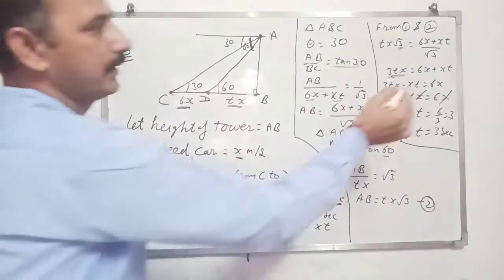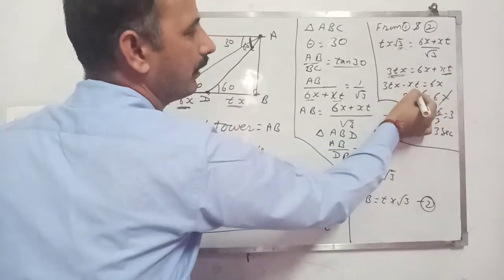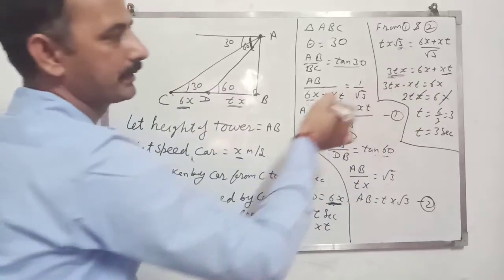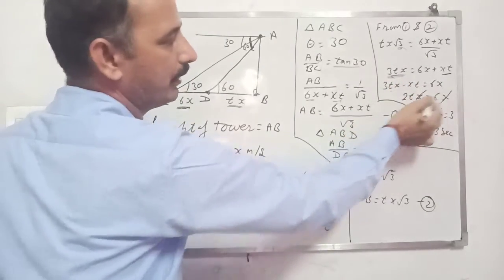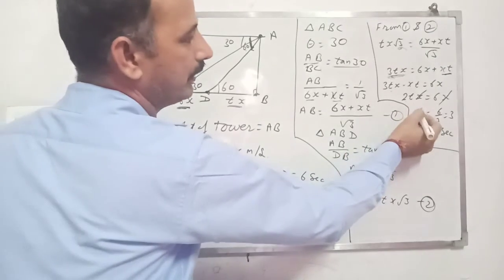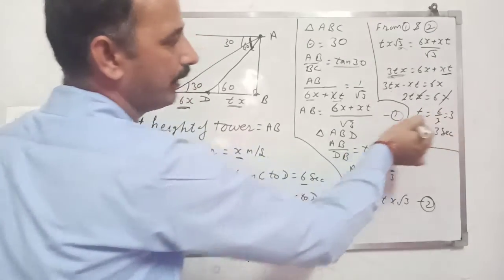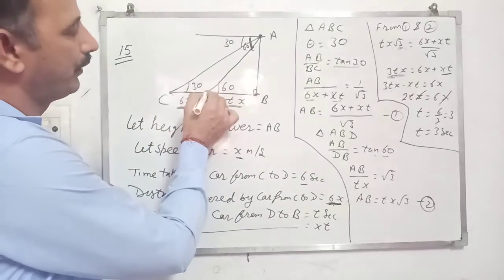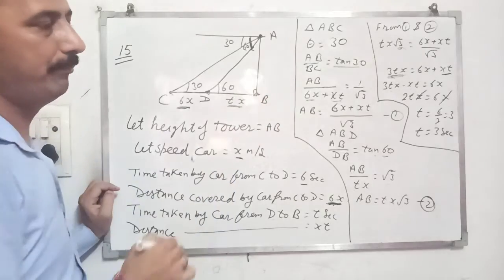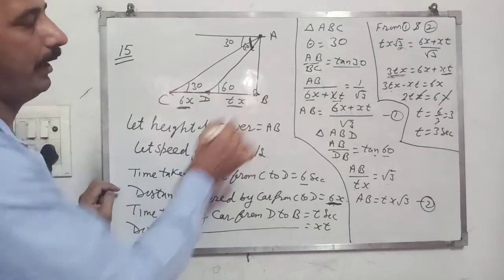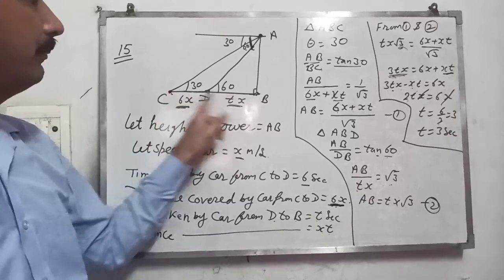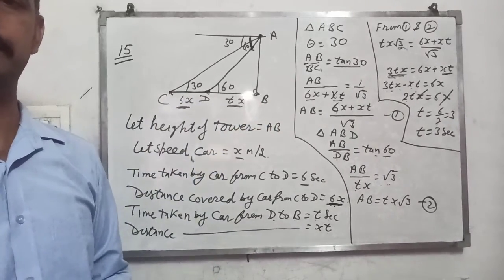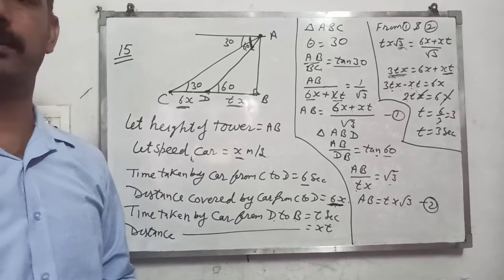Now xt is moved to the other side, and 3tx minus xt, you get 2tx equal to 6x. x is cancelled with x, so t equal to 6 upon 2, you get 3. So it means that 3 seconds are required for the car to move from point D to point B, right? And the total time from point C to point B is 9 seconds. So that's about your exercise 9.2. Thank you and have a nice day.